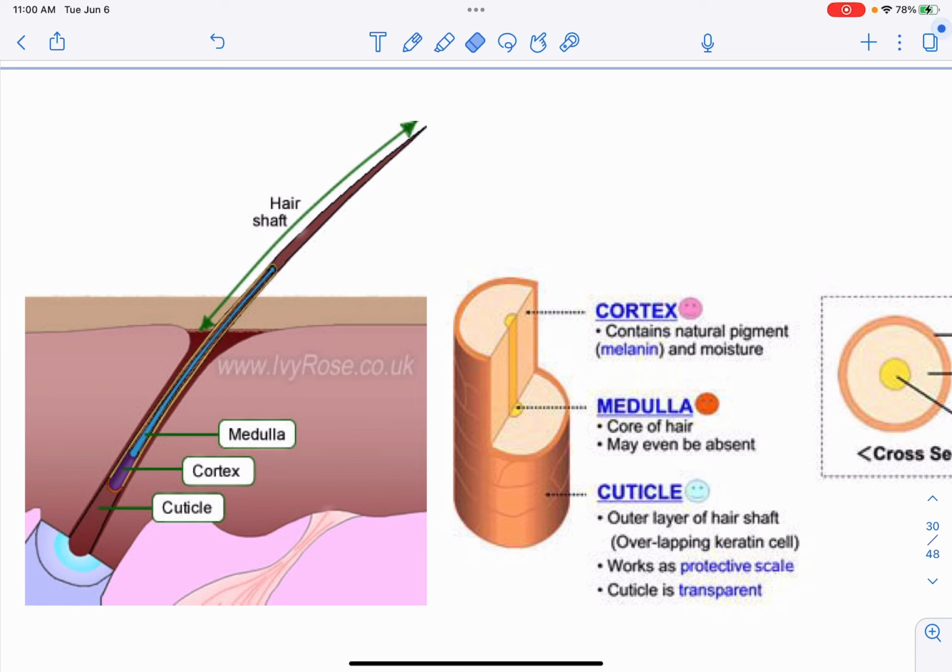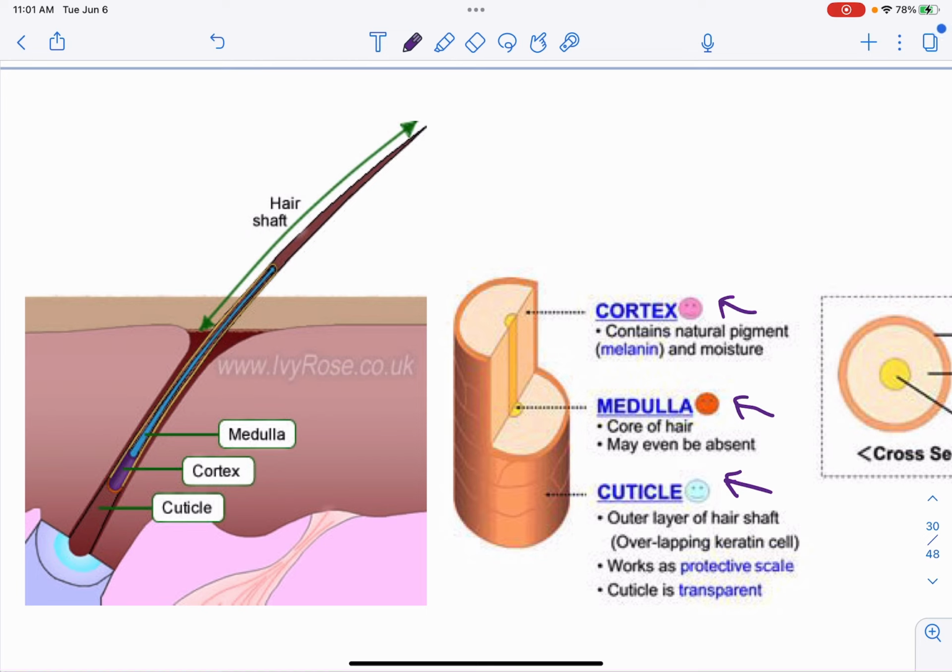All right, so there are three essential layers that make up the follicle. So we have the cortex, the medulla, and the cuticle. So the innermost region is called the medulla. This is the core of the hair. The cells here are making a flexible, soft type of keratin. The cortex contains cells that are making a harder, less flexible keratin. And this is what's going to give hair its stiffness.